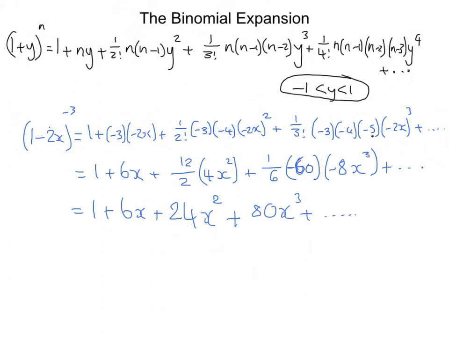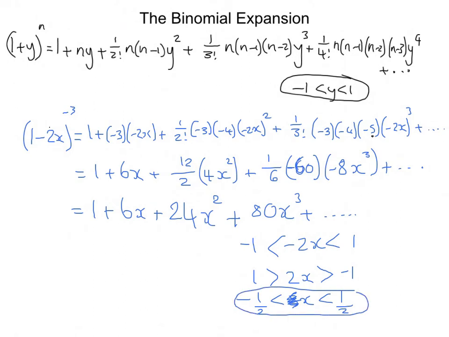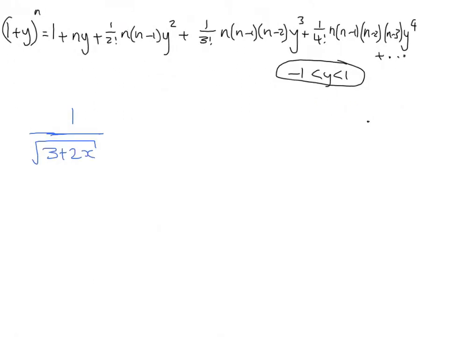Obviously the more terms the better, and this is valid if y is between minus 1 and 1. So multiplying everything by minus 1 and flipping the sign like that, which can be written as minus 1 less than 2x less than 1, and then dividing everything by 2, you get the condition that it's valid if x is between minus a half and a half.